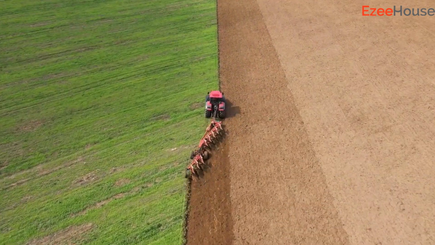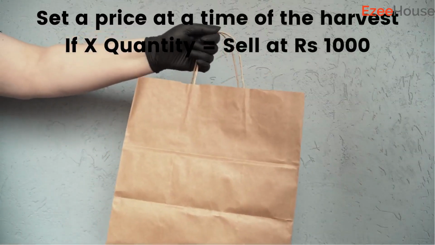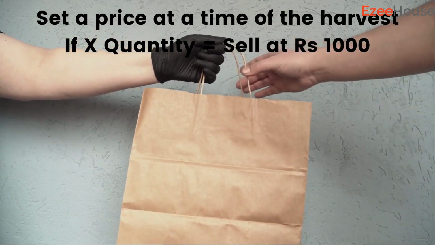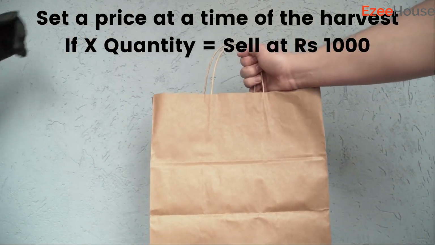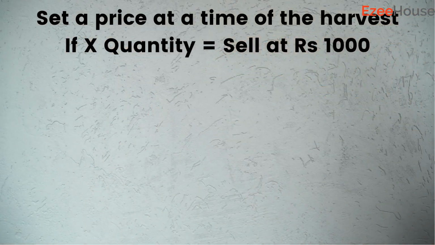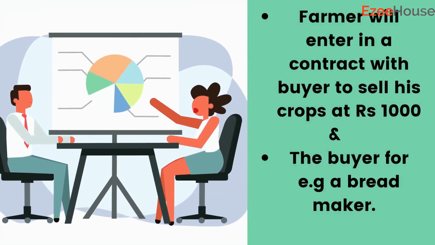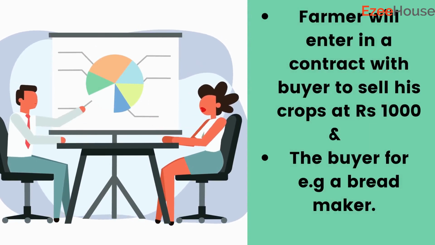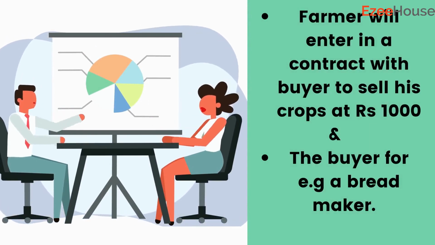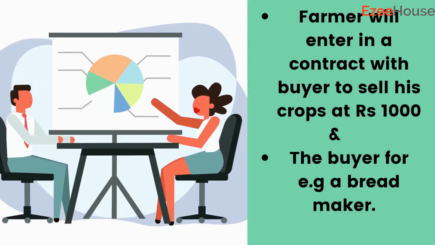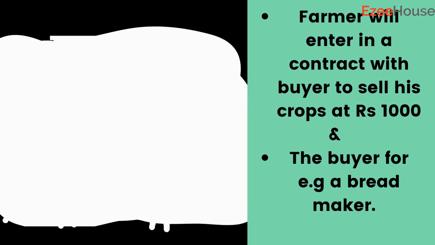So what he would like to do with the buyer is set a price at the time of the harvest, that if he produces X quantity of wheat, he'll be selling it at 1,000 rupees to the buyer. So he can protect himself from any downside. So he'll enter into a contract with the buyer so that he can sell his crop at 1,000 bucks.